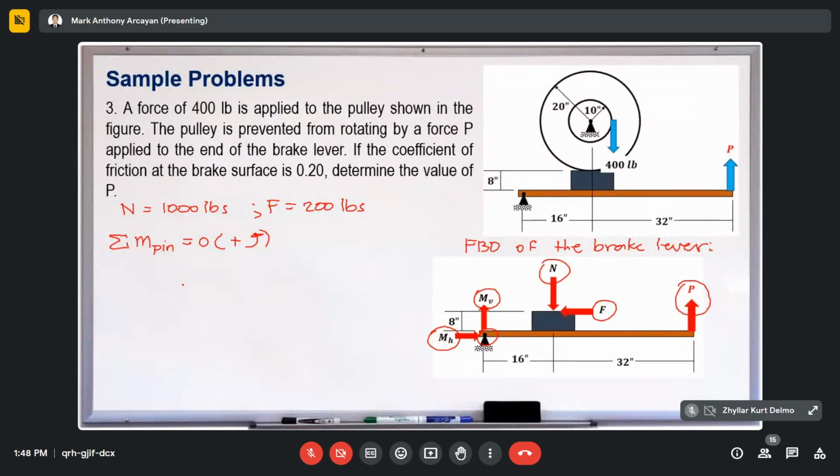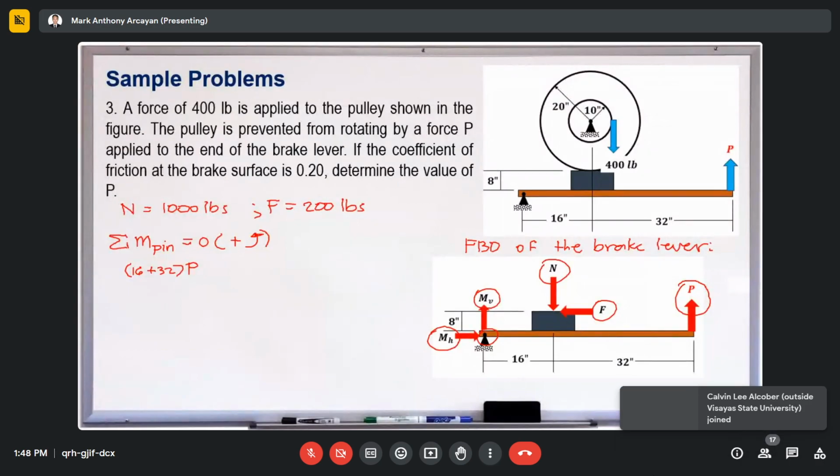So, unsa may mga forces nga maka-cause og moment at the pin. So, naa tay force P. So, ang distance ni P from the pin is the sum of 16 and 32, no? P. Then makaproduce siya og counterclockwise, no? So positive na siya. Then ang normal force makaproduce siya og clockwise. So minus, the distance of normal force is 16 times N.